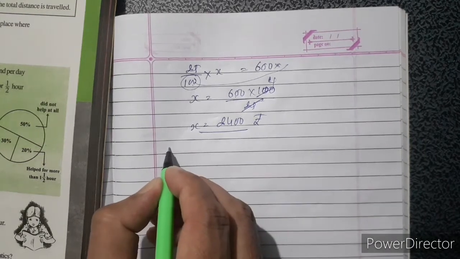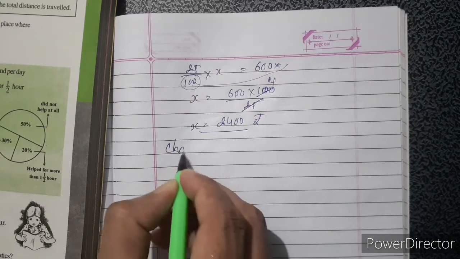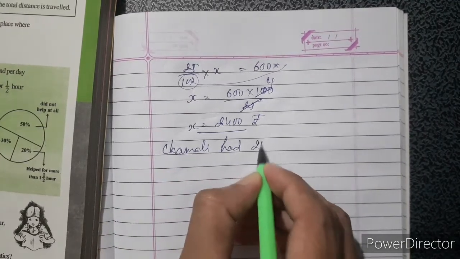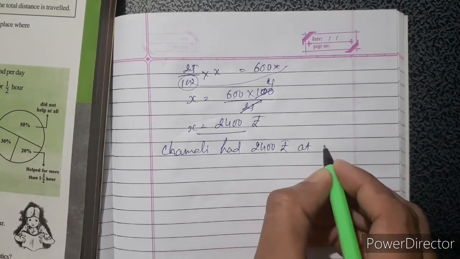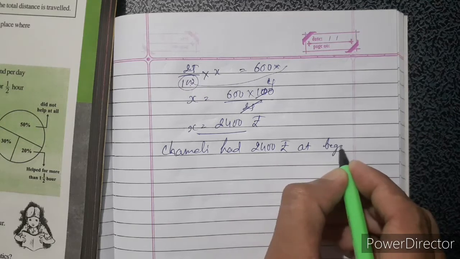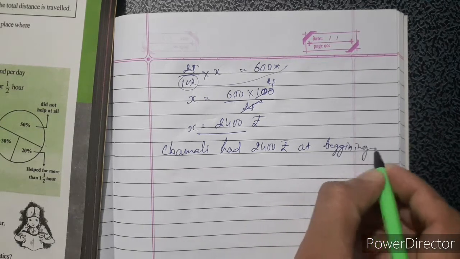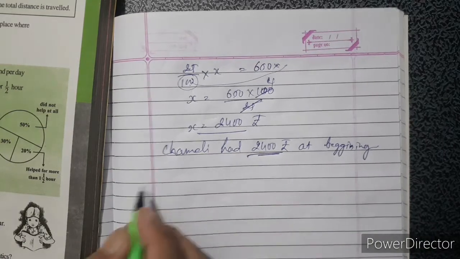So Chameli had 2400 rupees at the beginning. Clear? That's your answer.